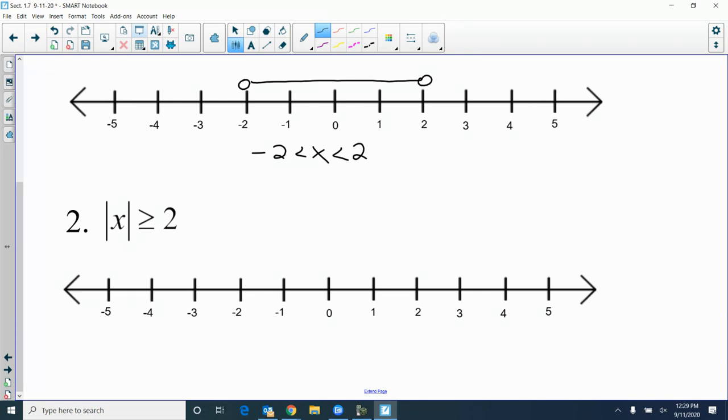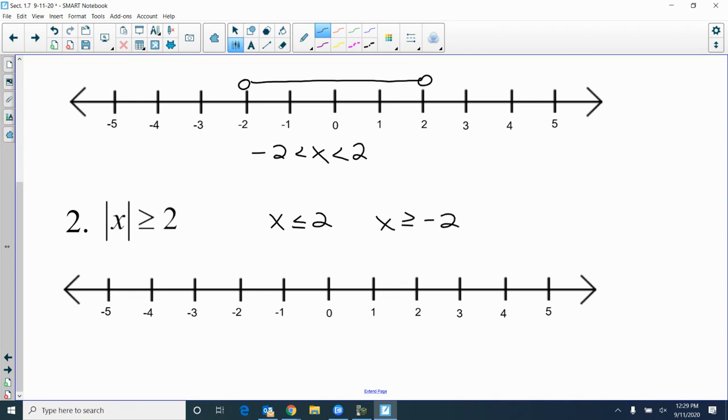Now, let's see. Allie, describe your graph to me using inequalities. X is less than or equal to 2 and X is greater than or equal to -2. X is less than or equal to 2. And then what? X is greater than or equal to -2.